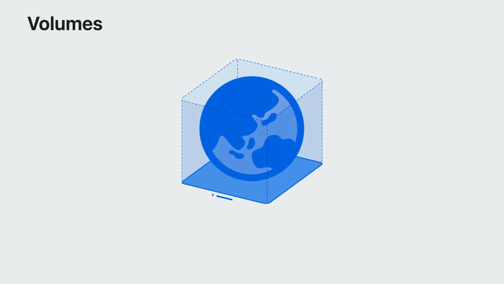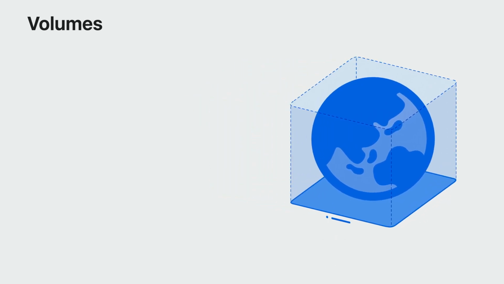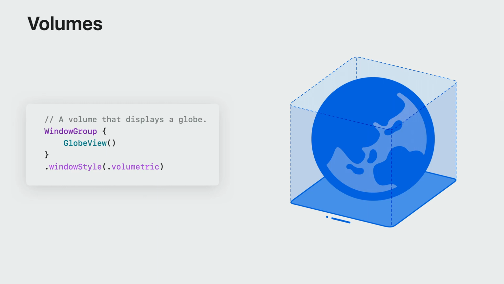Volumes provide you with a fixed scale container. Unlike windows that dynamically scale based on the distance they're placed from you, volumes maintain the same size at any distance. Volumes are horizontally aligned and support viewing from any angle. Volumes are a great way to display 3D content in your app without taking over the entire space, and creating one is incredibly simple. All you have to do is use the new volumetric window style when creating a new scene, such as a window group, and you'll get all these features automatically.